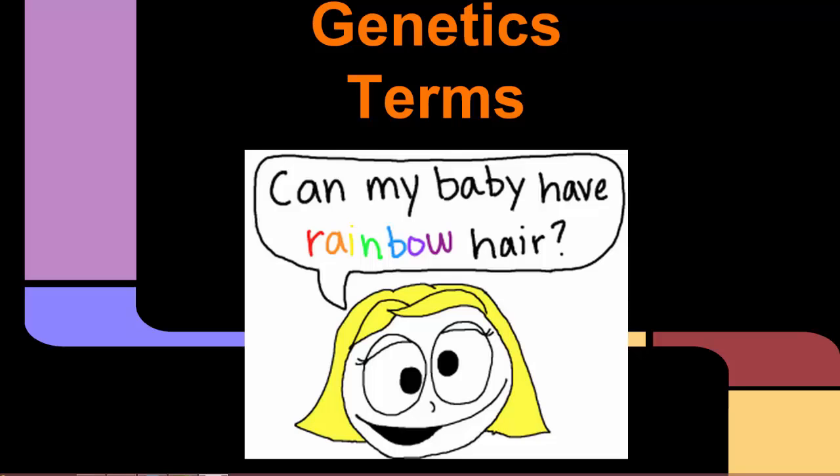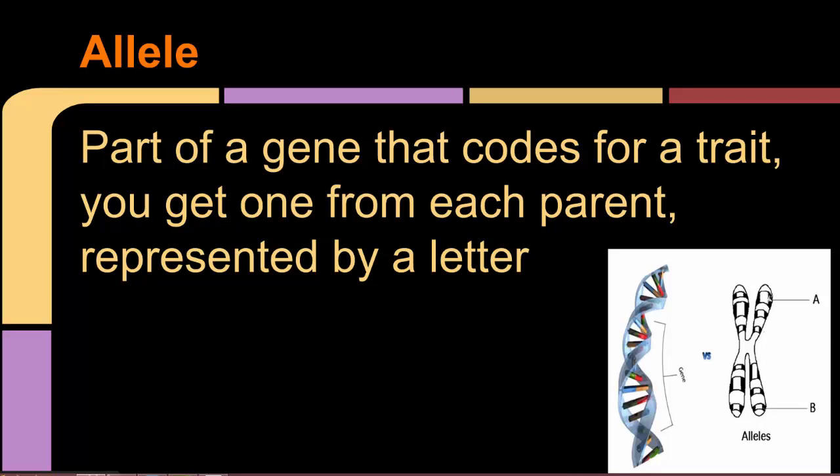We are going to start with what I'll refer to as simple genetics. And what that means is you get one allele from each parent and the trait is coded for by two alleles. So our first term is allele. An allele is part of a gene that codes for a trait. You get one from each parent. In our genetics problems that we'll be doing, they will be represented by a letter.